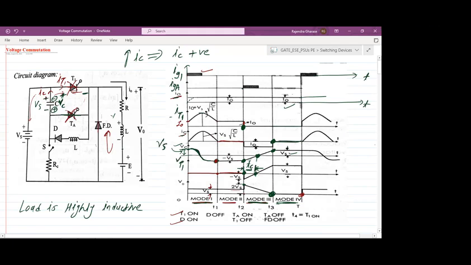Sir, if they ask a question about finding the output voltage V0, through which formula can we find that V0, sir?